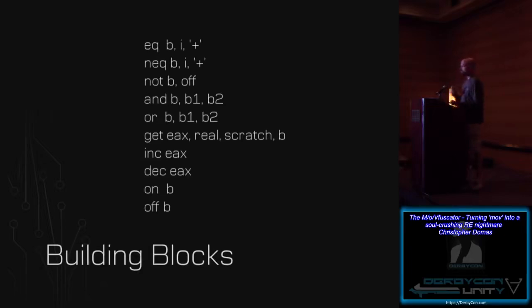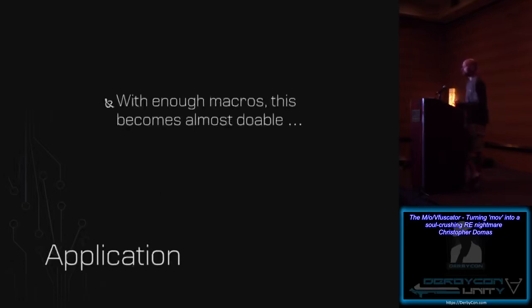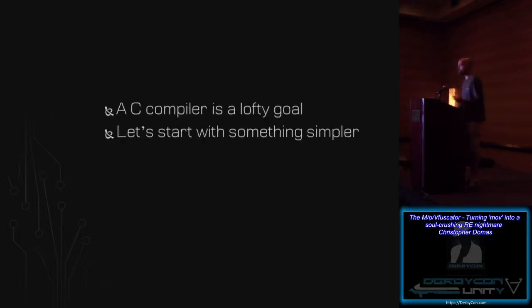We've got macros for checking equality, inequality, not, and, or, ways to get data from either real memory or scratch memory, ways to increment and decrement, turn execution on and off for branching. We've got all these really useful building blocks, and if you build up enough of these, this whole thing becomes almost doable as long as you're only writing in assembly. But ideally, we don't want to write in assembly forever. We'd like to be able to compile to only move instructions.